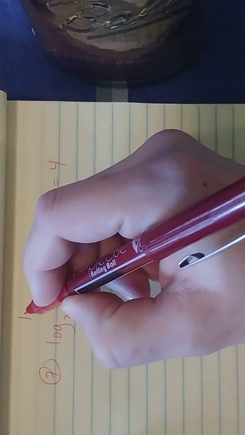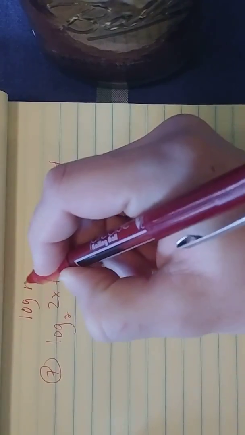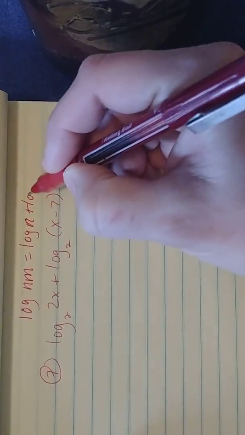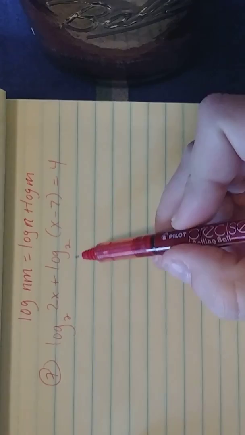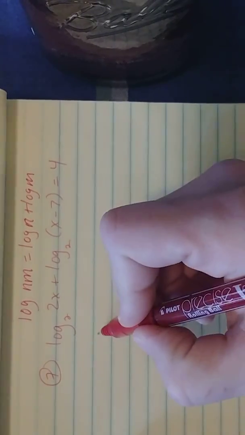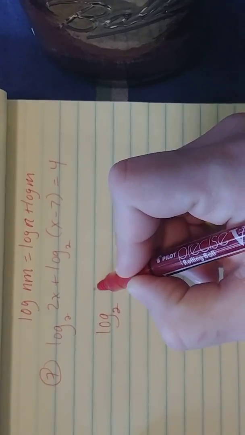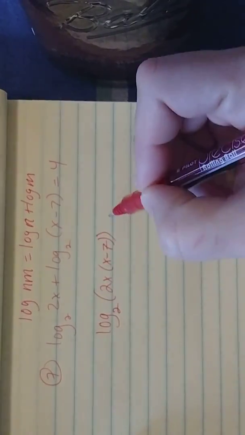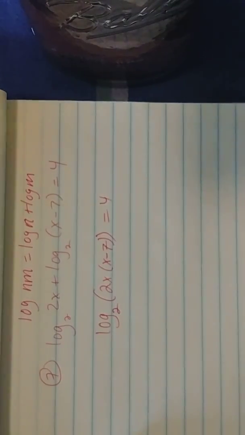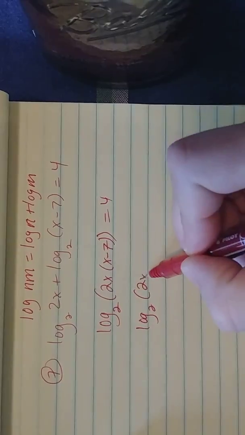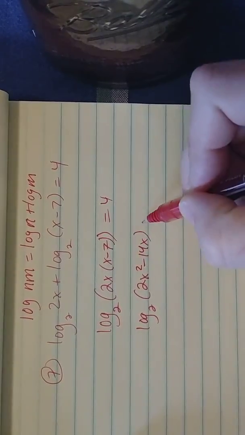So I'm using the log property that says log of nm equals log of n plus log of m. So in other words, I can put these two expressions and write them as a single log of the product of those values. So log base 2 of 2x times x minus 7 equals 4. And now I'm going to clean that up a little bit. So that's 2x squared minus 14x.